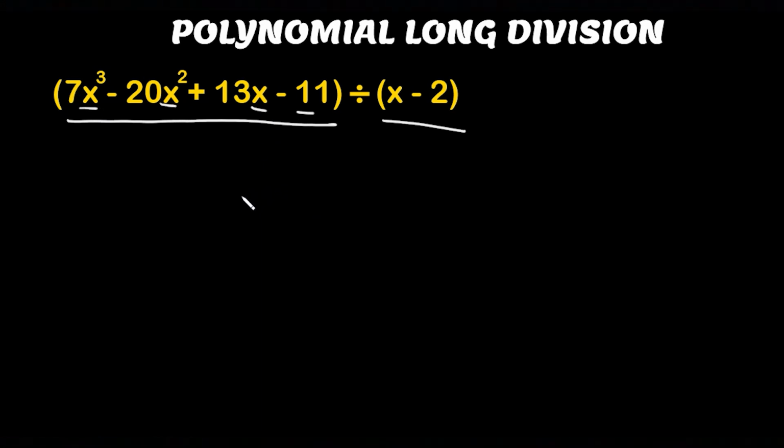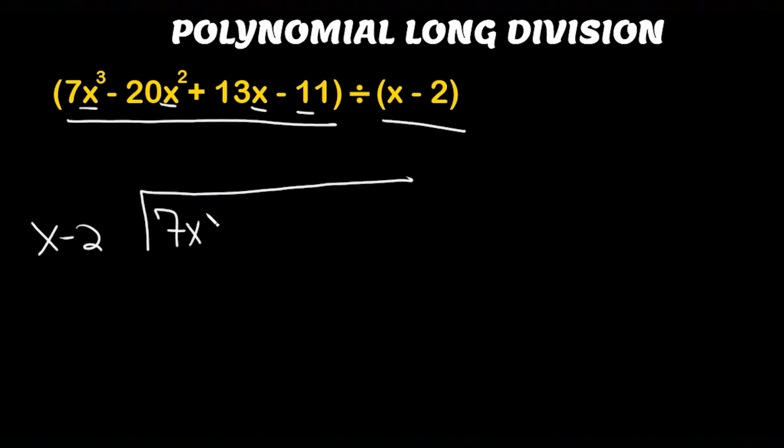Now we will have examples in this video where you will have to add zeros, and that's coming up. But in this problem here, we do not have to add any zeros. So we're going to go for it. We're going to put in our long division bar. We're going to put our divisor on the outside, x minus 2, and then our dividend on the inside, 7x cubed minus 20x squared plus 13x, and then minus 11.